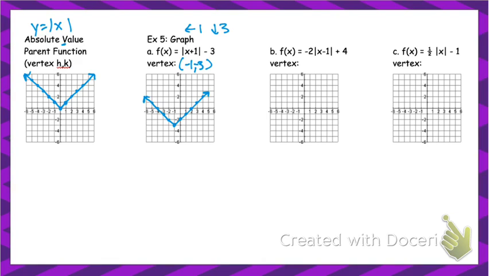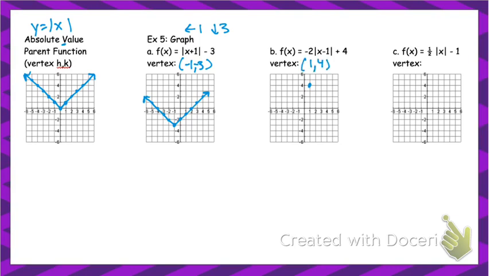All right, on B, still an absolute value graph, but this one, besides moving the vertex, also has a stretch and a reflection. But even though there's a stretch and reflection, if I reflect and stretch 0, 0, it's still 0, 0. So then I would shift that point and go right 1 and up 4. So my vertex here is 1, 4.